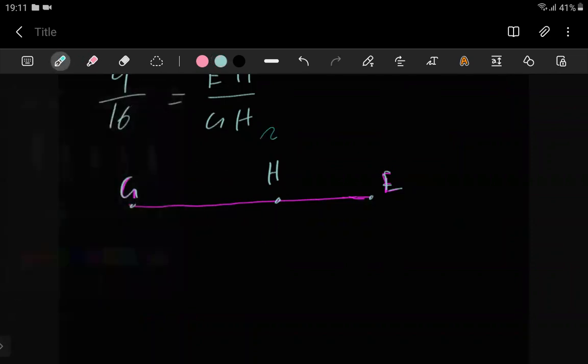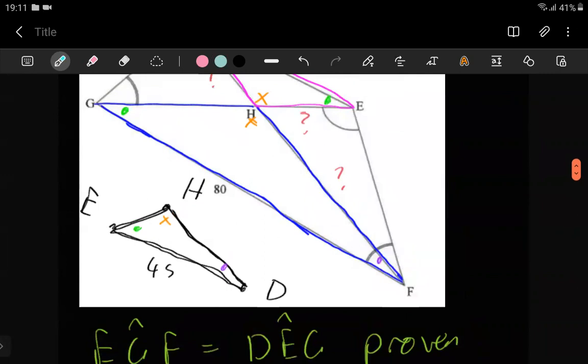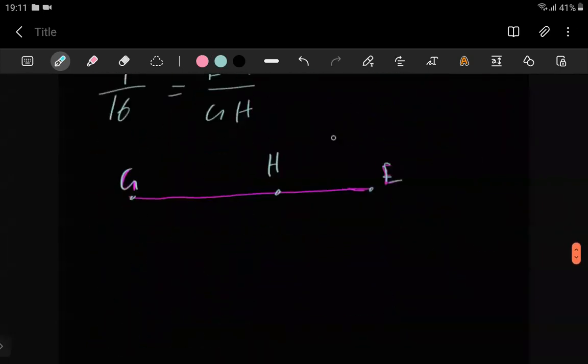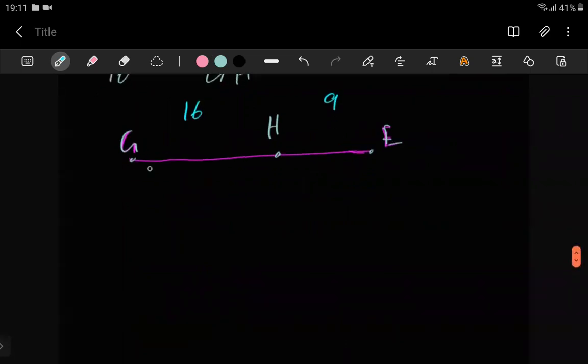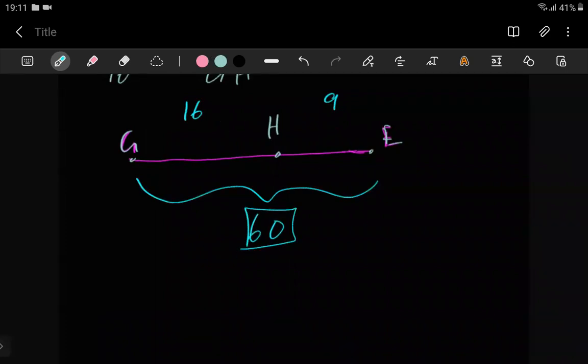Regardless of how long this line is, we know that the ratio between a line from the one triangle and a line from the other triangle, as long as they correspond with each other, is 9 to 16. The smaller one has a 9, the bigger one has a 16. So our job now is to share this length of 60 using the ratio 9 to 16, because the ratio is 9 to 16, but the full thing is 60. Then we'll get the actual length of GH and the actual length of HE. Does that make sense? Yes.